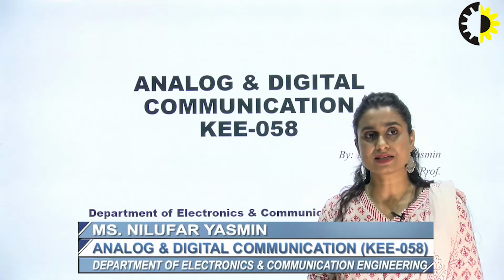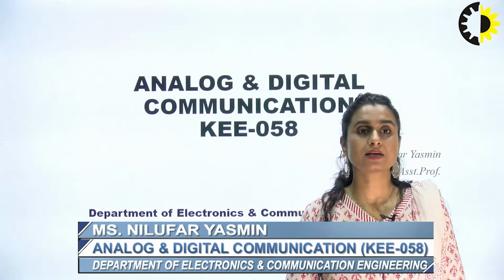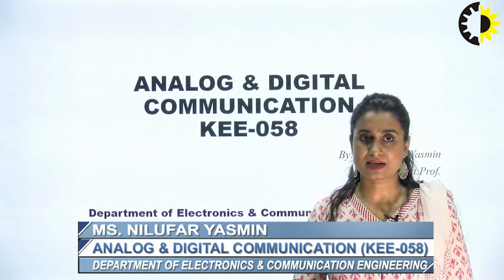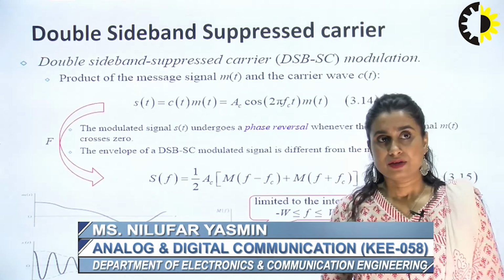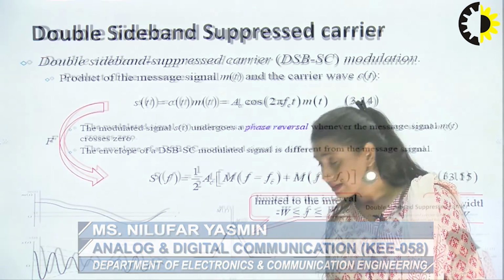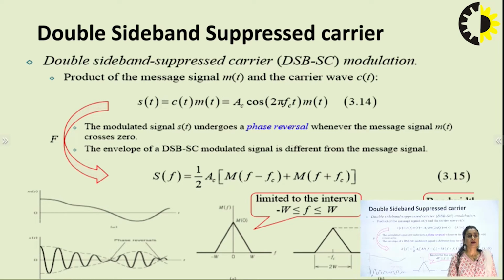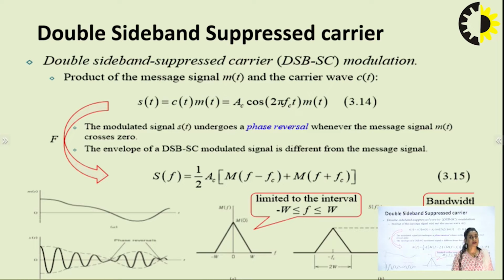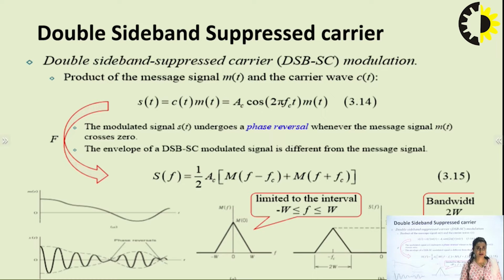This is lecture 6 and today we'll be talking about double sideband suppressed carrier, single sideband and vestigial sideband. We know that double sideband suppressed carrier is a variant of conventional AM, where the carrier is suppressed before the amplitude modulated wave is transmitted. And the prime reason for suppressing the carrier is to save power.